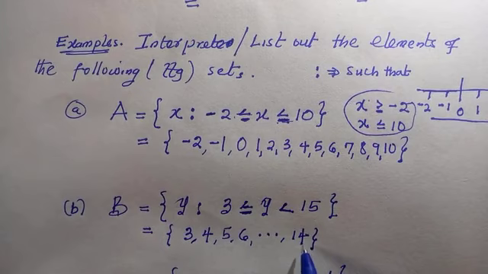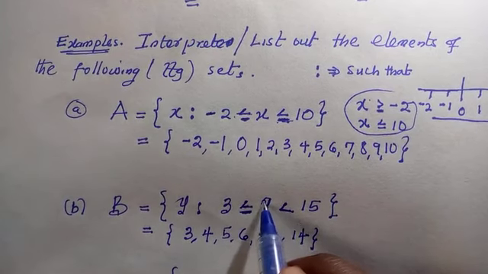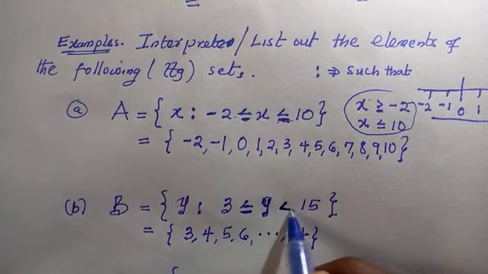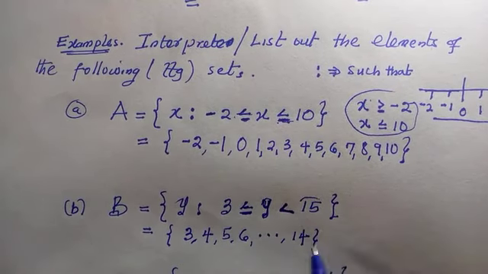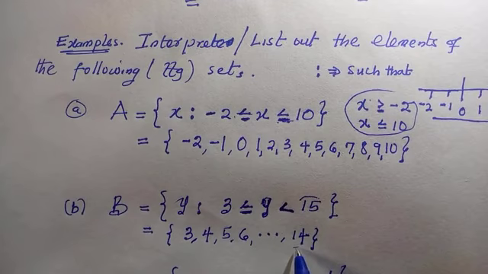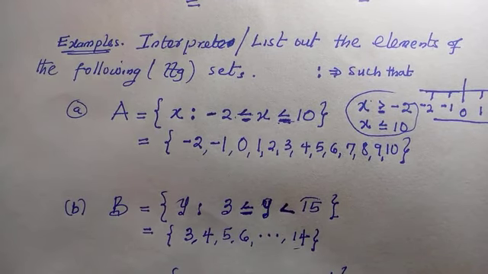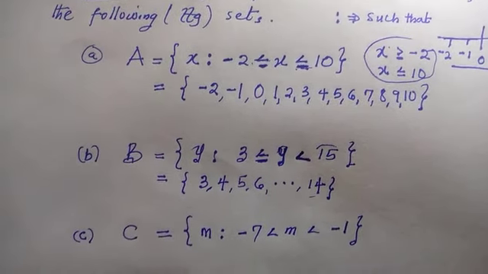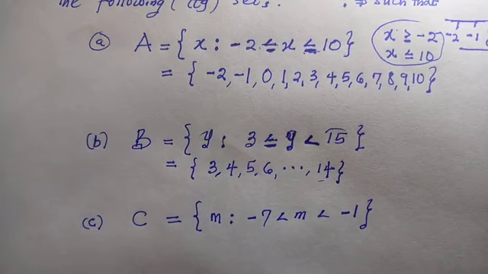So I will stop at 14 because y is less than 15. All right, so all the ranges of y, those are the elements we just list now, but it doesn't reach 15 because y is less than 15 itself, that is, y stops at 14. And let's say the third example.